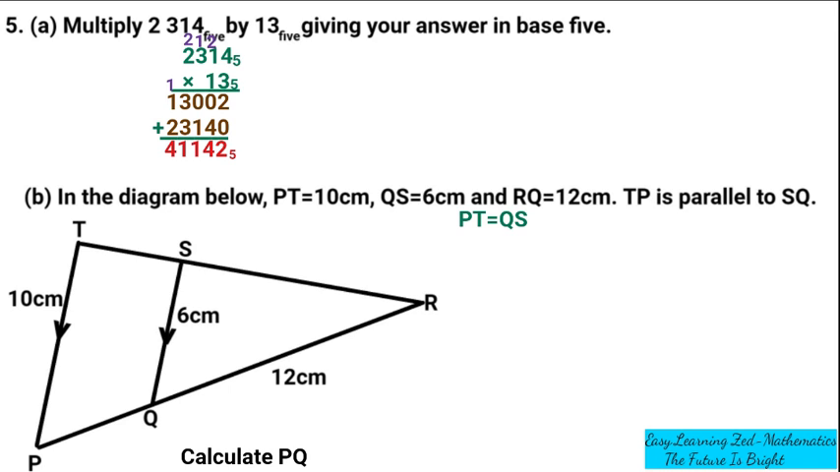Okay, then we can also come up with a ratio which is PR to QR. PR to QR. Those are the two ratios we have come up with. Then we can write their values. So PT is equal to 10 centimeter, and the QS is equal to 6 centimeter.